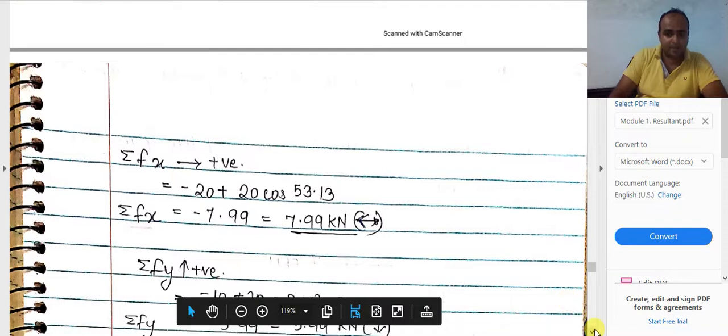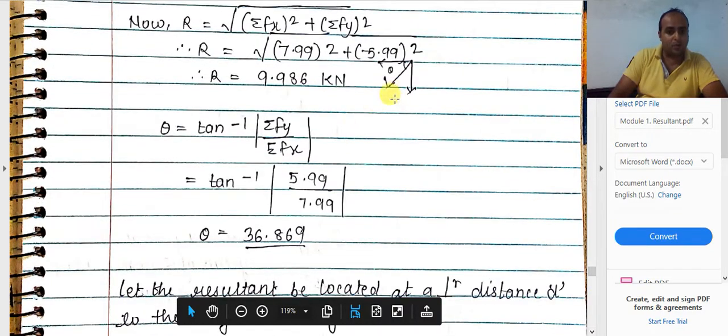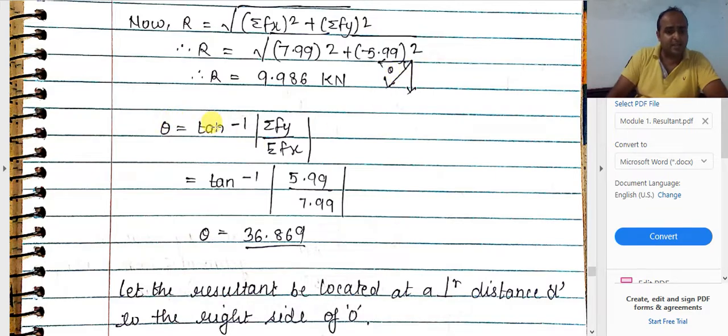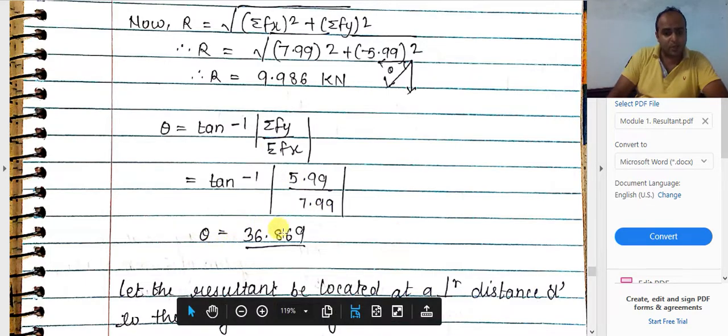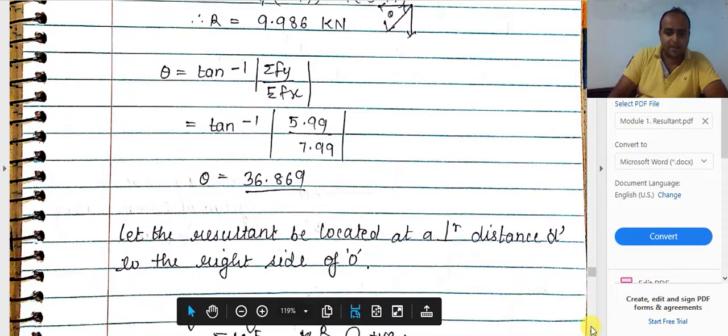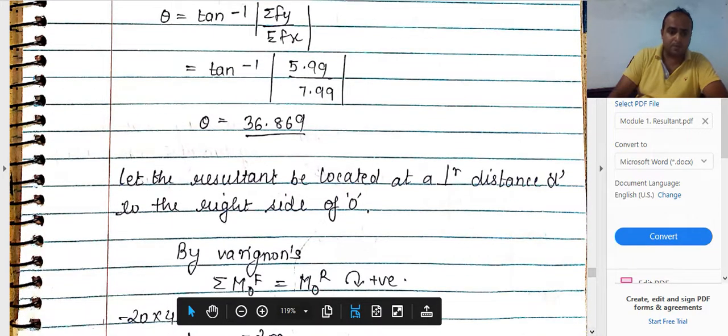So that is why R will be acting towards the third quadrant, that is between the two, summation Fx and summation Fy. Direction of the resultant, that is theta, is equal to tan inverse of modulus of summation Fy by summation Fx, because only positive values we are supposed to take. That's why theta comes out to this much. Till here, my dear friends, the problem is for 4 marks.